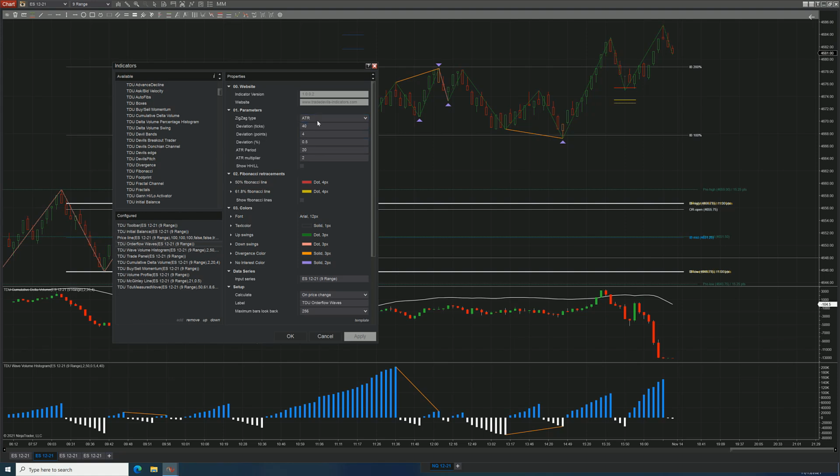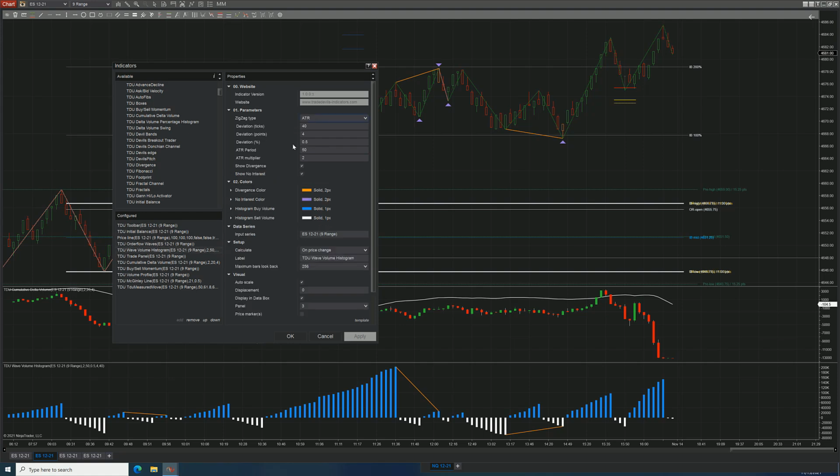So if you have the ATR or points or percentage or whatever you prefer in the order flow waves on the top chart, you've got to match that in the histogram. So this has to be identical. You would also have the option if you want to show divergence or the no interest signals. I'm not sure why someone would not want to show them, but perhaps you're using something else. So we're just giving you that flexibility here.